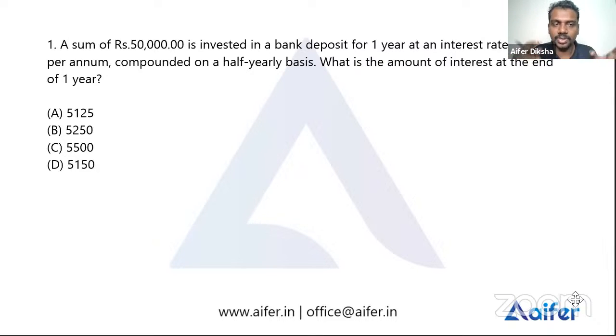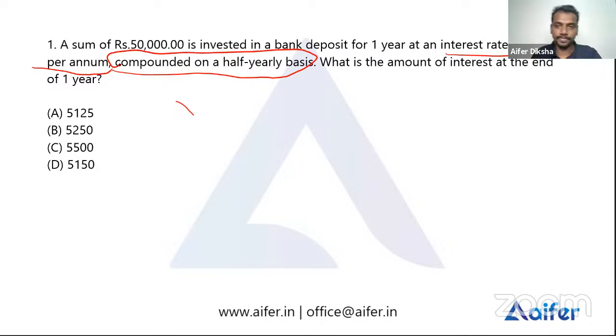In this particular question, it's given that a sum of rupees 50,000 is invested in a bank deposit. An amount 50,000 is invested in a bank deposit for 1 year at an interest rate of 10% per annum, compounded on a half yearly basis.